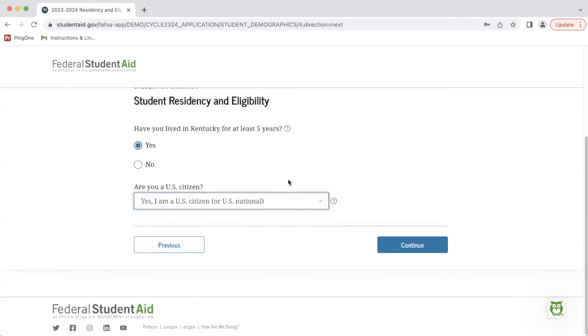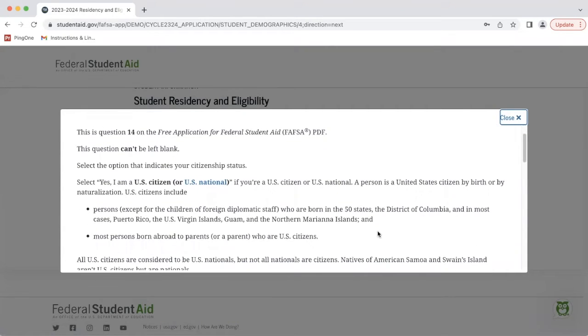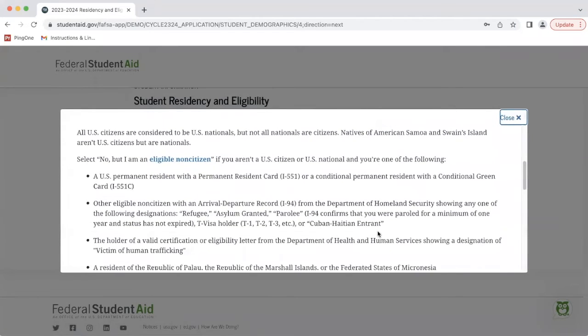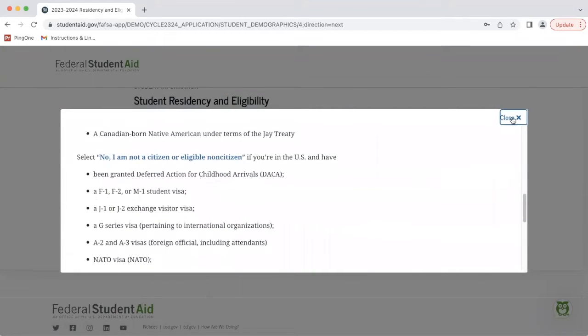One thing to keep in mind on any question here on the FAFSA, your best friend is going to be this question mark off to the side. If you need a little bit more explanation of what they might be referring to or how to answer it, always rely on that question mark because it'll help you make sense of some of these questions. So for instance, for the citizenship question, it gives a lot more detail about what the different categories could mean.